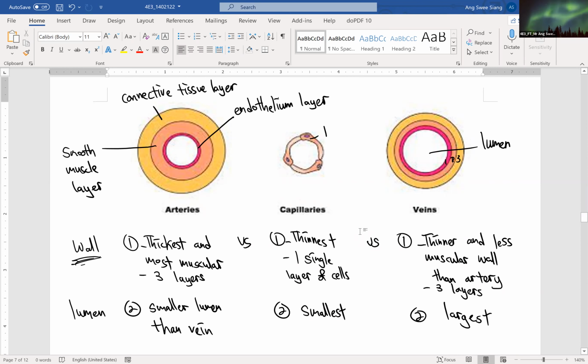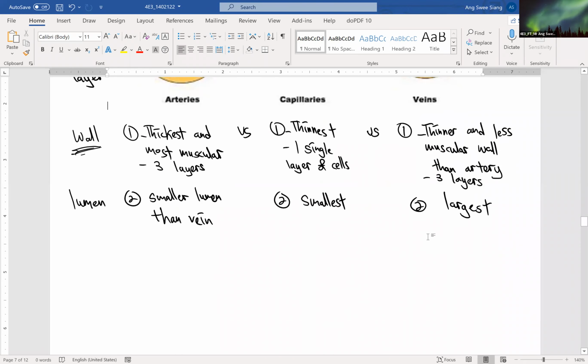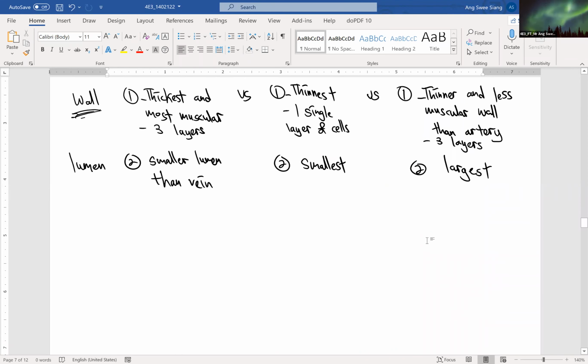Yes, the layers are also the same in veins. Then for capillaries, this one is the endothelium layer; we can think of it as the endothelium layer. Third difference, not shown on the diagram: I'm going to tell you about valves.